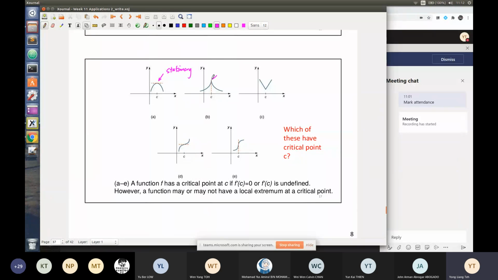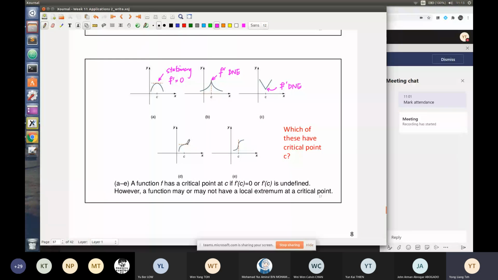And this is clearly a critical point whereby your f prime does not exist. So this stationary point will be f prime equals to 0. So this is a critical point which is non-stationary, but however, your f prime does not exist. Okay, so the same thing goes with this guy, right? So this is also a critical point. So f prime does not exist.